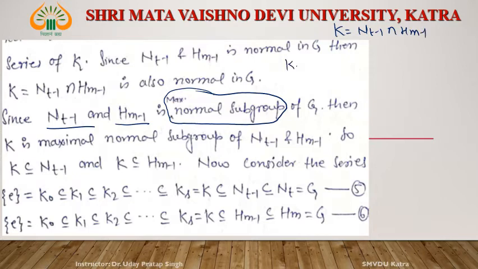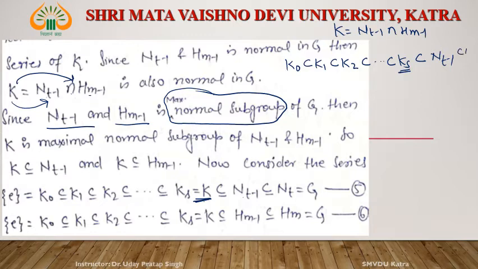Then K0, K1, K2, up to Ks is the composition series of K. Now what is Ks? Ks is K. And what is K? K is N_{t-1} intersection H_{m-1}. It means K is a subgroup of N_{t-1} as well as a subgroup of H_{m-1}. Ks is a subgroup of N_{t-1}, and N_{t-1} is a subgroup of G, that is Nt.